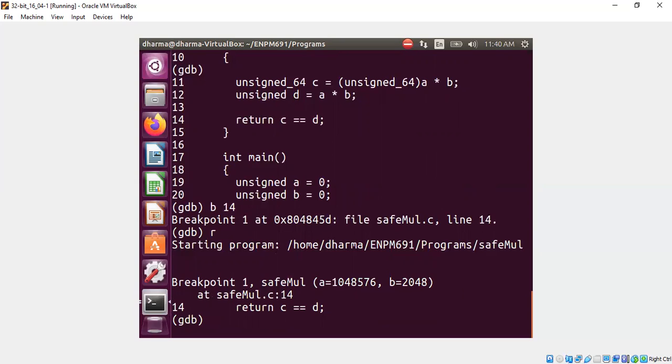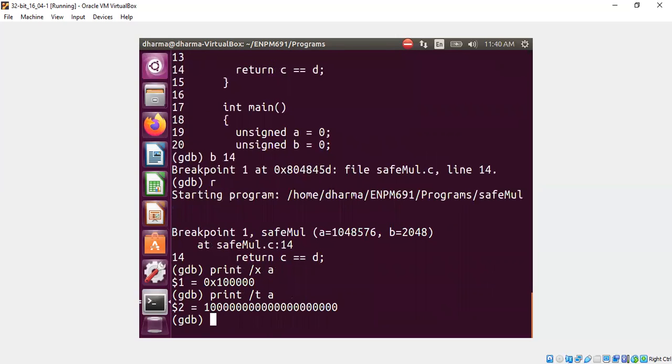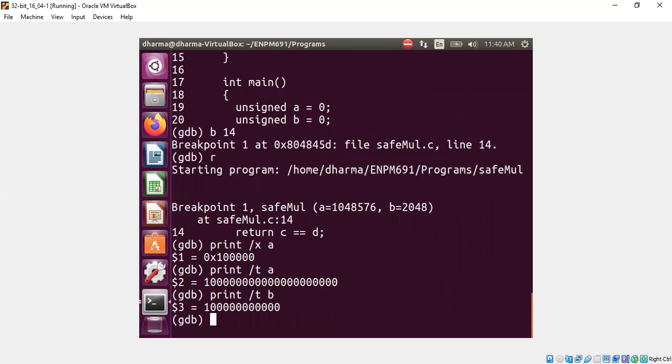Let's look at the value of A and B. Print /x A. Okay, which is 2 power 20. You can see it in both ways. This is the first byte, second byte, and this is the third byte, right? And you get a 1 at, this is 16, right? This is 20, and this is the 21st position. So if you count here, you will see at the 21st position I have the bit turned on, same as 2 power 20. And we do the same for B.